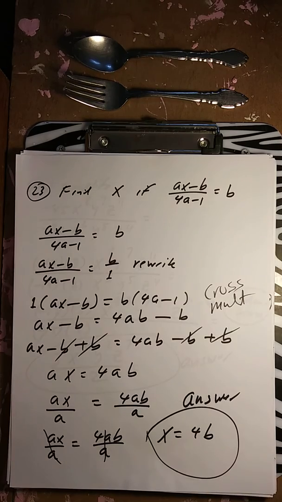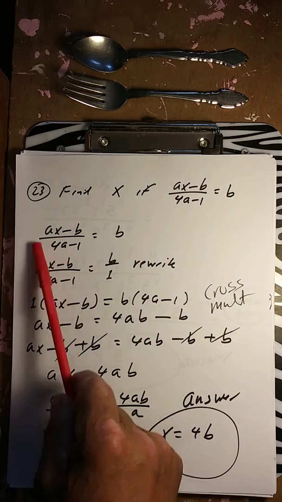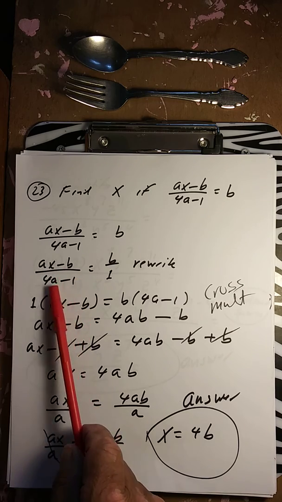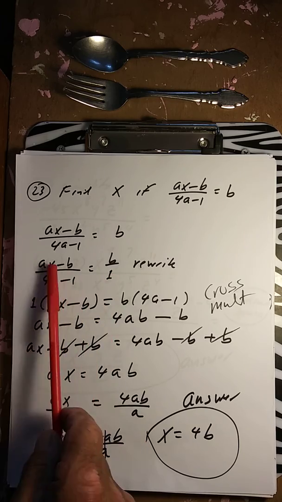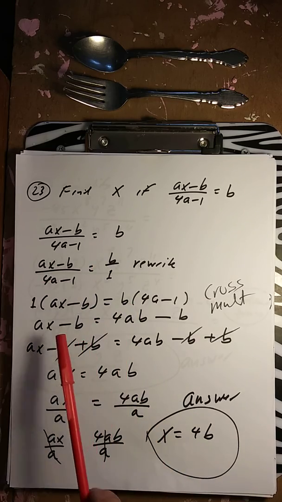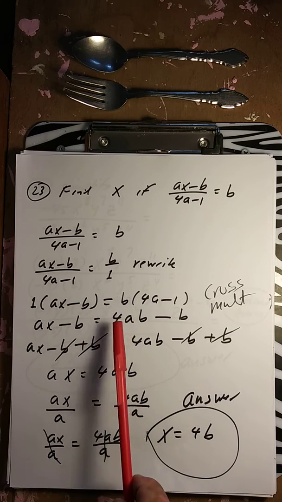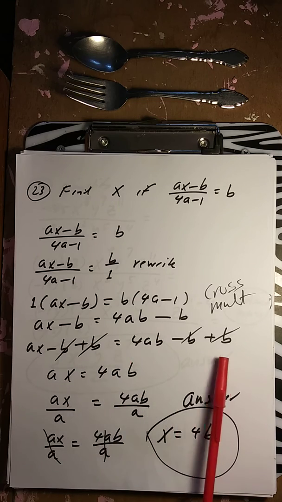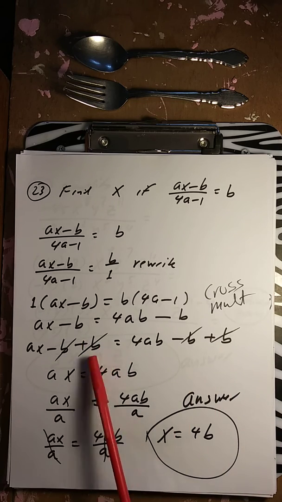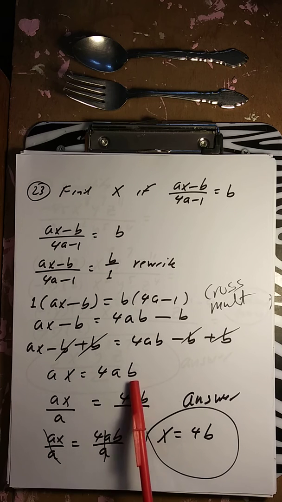There it is. So find x if ax minus b over 4a minus 1 equals b. So let's rewrite it. There's a formula. Let's rewrite it as ax minus b over 4a minus 1, equals b over 1. And now cross multiply this. 1 times that, and that times b. That times that's ax, that's going to be negative b. This is 4ab minus b. Add b to both sides. These are gone. So what's left is ax equals 4ab.